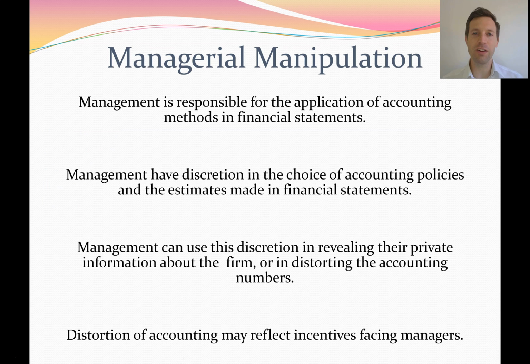Our third category of accounting issues that pop up is due to managerial manipulation. So management is responsible for creating the financial statements. The CEO, the Chief Executive Officer, and the CFO, the Chief Financial Officer, they're going to be in charge of the accounting choices that a company makes.